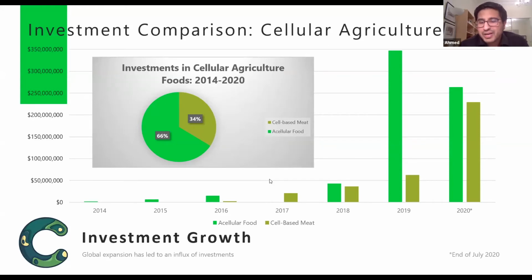And I also do want to highlight on this slide the gap between the media hype around cell-based meat and the actual investments in the ecosystem that actually enable these products to come to market soon.